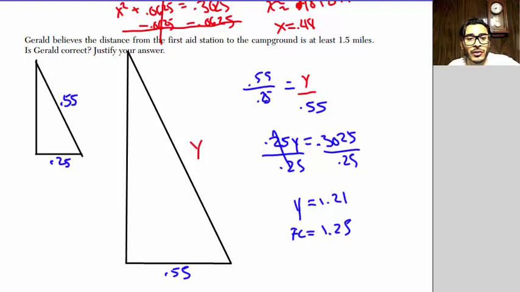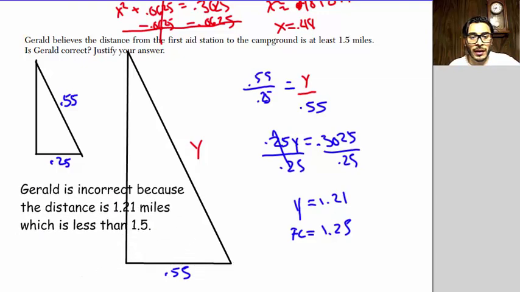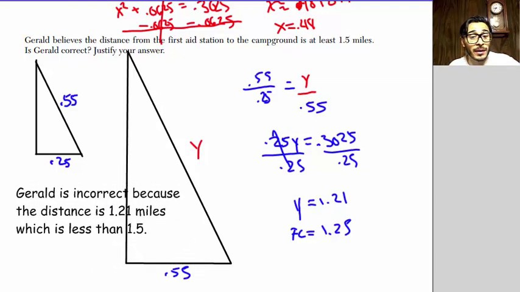All right, so it says Gerald believes the distance from the first aid station to the campground is at least 1.5 miles. Is Gerald correct? Justify your answer. So what we're going to say is Gerald is incorrect because the distance is 1.21 miles, which is less than 1.5. So it's 1.21. This is a mistake here. That should say 1.21.